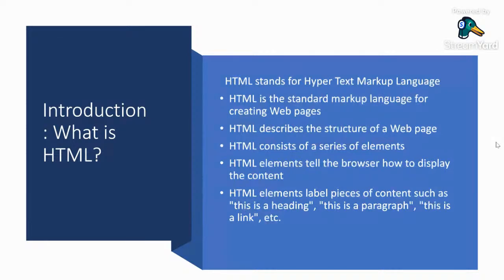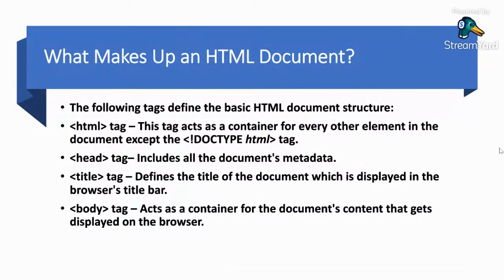That's when semantics comes in. HTML elements label pieces of content, such as: this is the heading. It will tell the computer, okay, this is the heading, this is the paragraph, and this is the link of your table of contents. Okay, what makes up an HTML document?